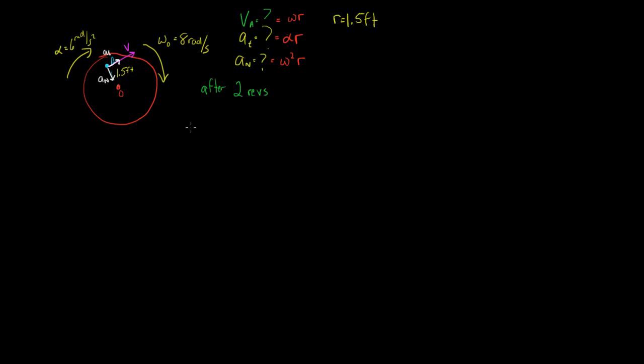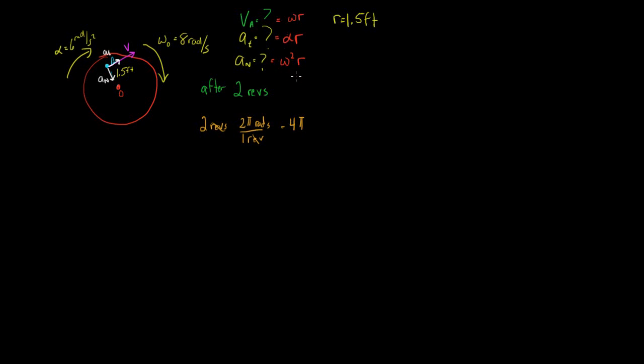So after 2 revs, we want to convert revs to radians. We always want to convert revs to radians. 1 rev is 2 pi radians. So 2 revs is going to be equal to, the revs cancel out, 4 pi radians.